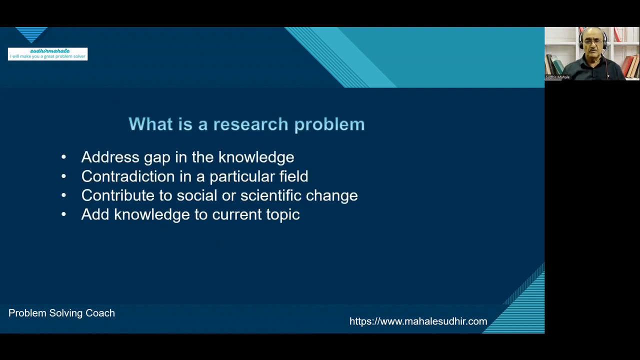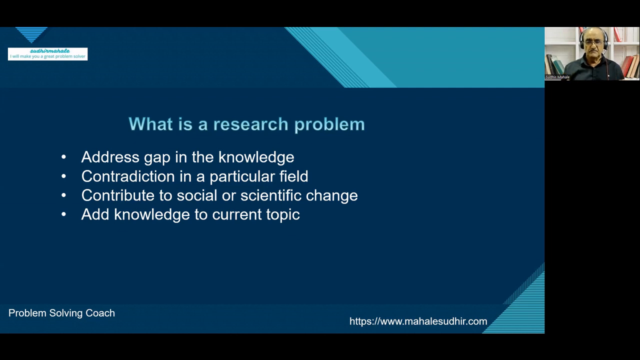What is the research problem? It is an inherent problem that can also be solved by other problem solving methods. But what is the research problem? There is a gap in the knowledge, and to remove that gap, you have to gain more knowledge and do some experiment that is addressing the gap in the knowledge.